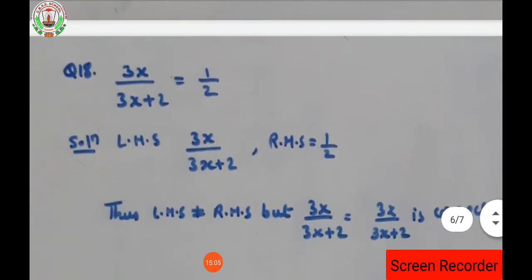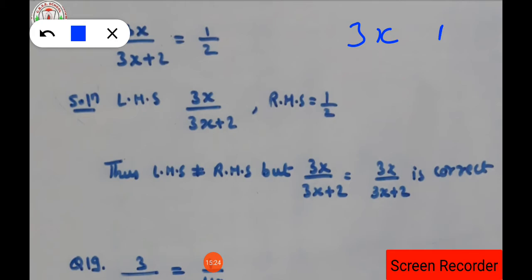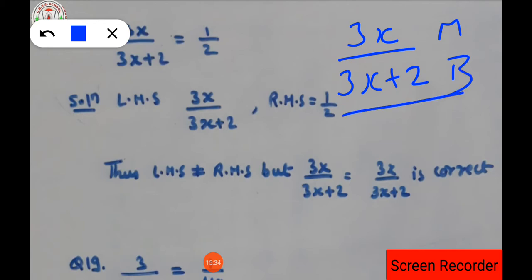Okay. Now, for question number 18, what are we having in the 18th question? Look at question number 18, student: 3x upon (2x plus 2) is equals to 1 upon 2 we are having. Now look, in the numerator we are having 3x, that is a monomial term, but in the denominator we are having 2x plus 2, that is a binomial term. Since the binomial term is present in the denominator, we can't separate it as we did in the previous question.